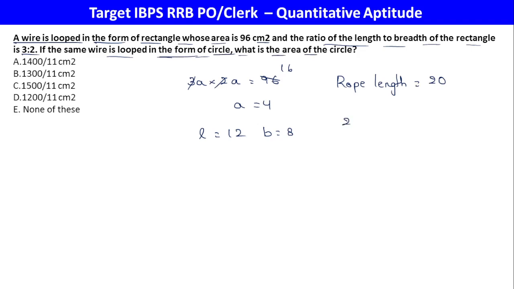Circumference is 2πr, 20. Perimeter, we need the perimeter, wait, 2 into (l plus b), which is 40, correct? 2 into (l plus b), which is 40.